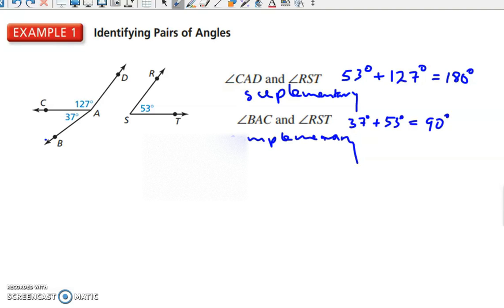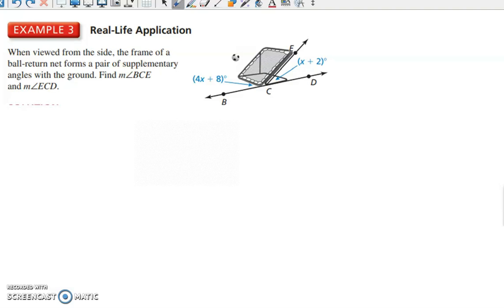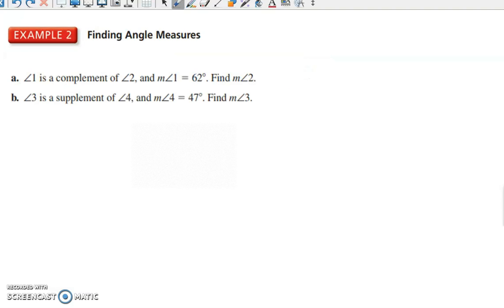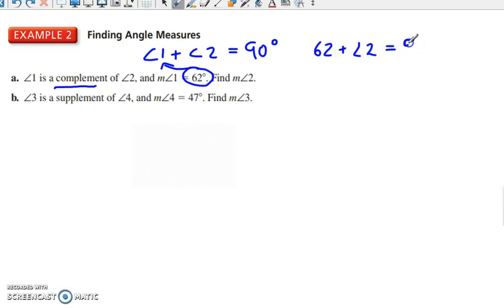All right. Let's have a look at, oh, I think we skipped one. There we go. Finding angle measures. Angle 1 is a complement of angle 2, which means angle 1 plus angle 2 is equal to 90 degrees. All right, first thing to note. Okay, and then the measure of angle 1 is 62. So we have to find the measure of angle 2. So we can put 62 in right here. 62 plus the measure of angle 2 equals 90.